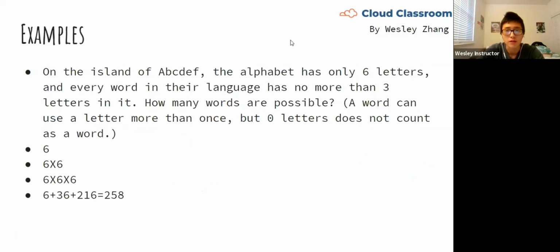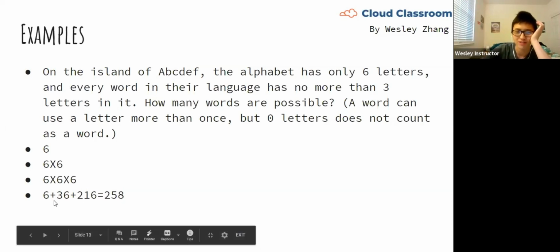All right. Here are some more examples. So on the island of ABCDEF, the alphabet only has 6 letters, and every word in their language has no more than 3 letters in it. How many words are possible? A word can use a letter more than once, but 0 letters does not count as a word. All right, so once again, we have to add some of these numbers.